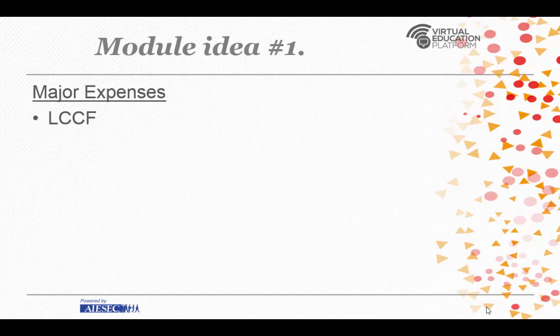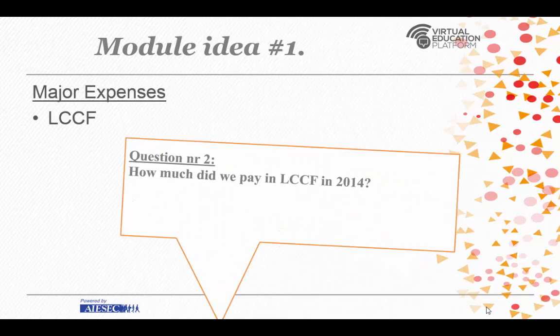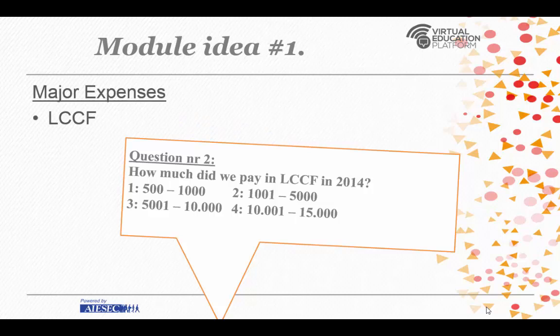And then, as a logical follow-up question, you can ask them, what do you think? How much did we pay in LCCF in the previous year? Have them guess again, and have them type their answer into the Google form again. Then you can continue with the other major expenses which you think are important to them. For example, how much are we spending on conferences, or on traveling costs, or on marketing, or whatever the major expenses in your LC are.